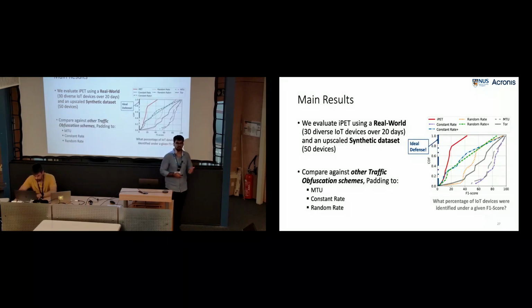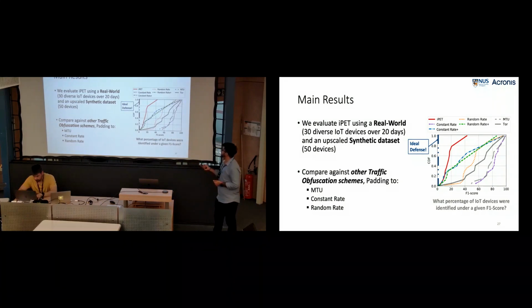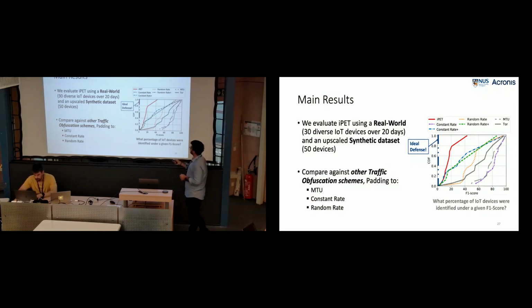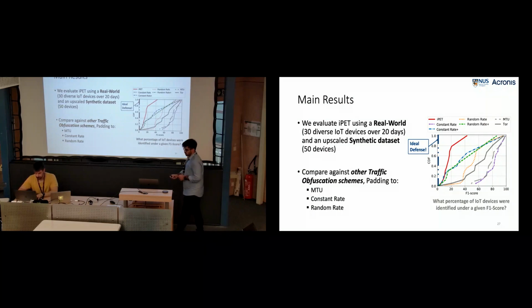So first we compare with the other schemes available in the literature, and we plot a CDF to show what percentage of devices were identified with a given F1 score. An ideal defense would not allow any device to be identified with more than a random guess. And we see that iPET is the closest to the ideal curve here, with 42% being the maximum F1 score for any device to be identified, and 80% of the devices are identified with an F1 score of less than 20.